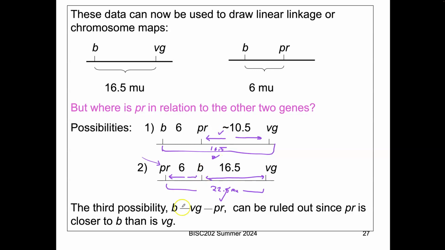We know vestigial can't be in the middle because purple is closer to black than vestigial is, and so there's no way to make these two numbers work with vestigial in the middle, okay? Because black and purple would have to be on the outside, and this number would be smaller than this distance, right? It wouldn't work. So let's just show that.